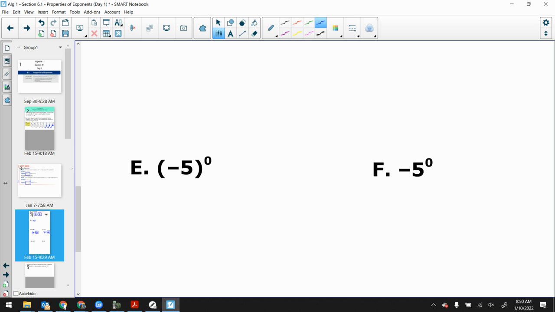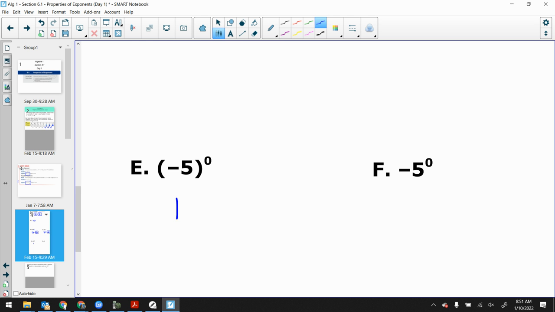Now let's take a look at these two, E and F. Again, the only difference is that parentheses, right? So it doesn't matter when there's a 0 exponent. Tommy, what's the answer to E? 1. You had raised your hand. And you said 1. Now, let me ask you, what is the answer to F?